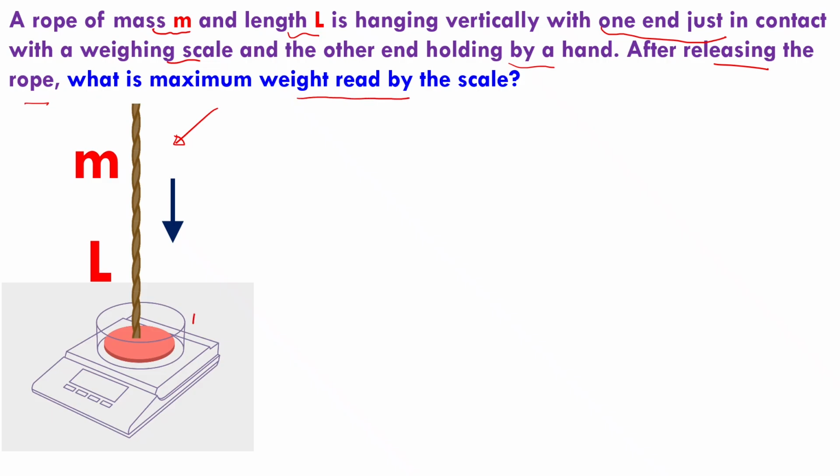We know the weight shown by the scale actually equals the normal force provided by the scale. So this question basically asks, what is the normal force from the scale? We know after we release the rope, more and more rope will fall on the scale. So the weight seems to increase all the time. Let's draw a schematic to demonstrate the process.